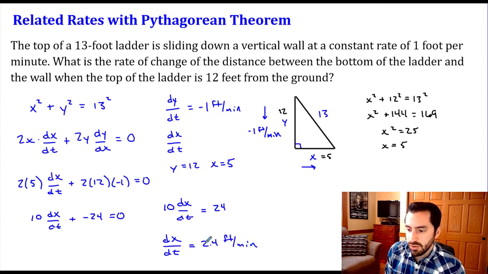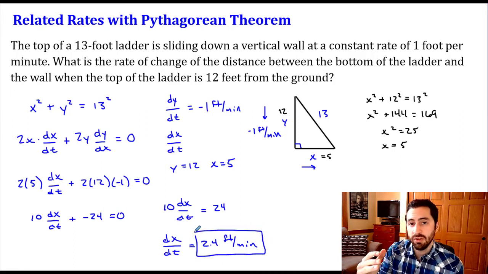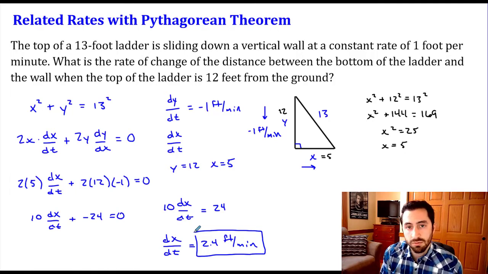So here's our solution. What this means is because the top of the ladder is moving down the wall at 1 foot per minute, -1 feet per minute, at the moment that the ladder is 12 feet from the ground, the bottom of the ladder is moving away from the wall at a rate of 2.4 feet per minute.